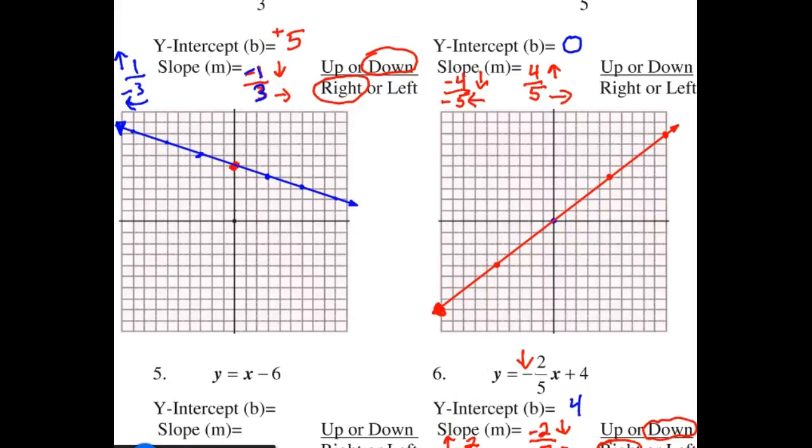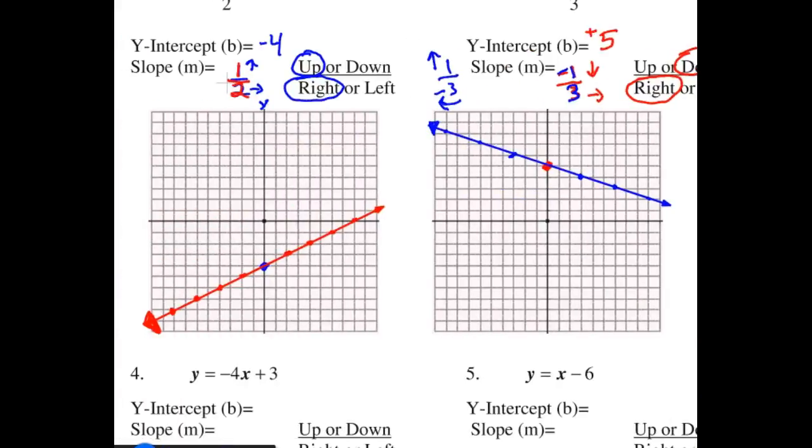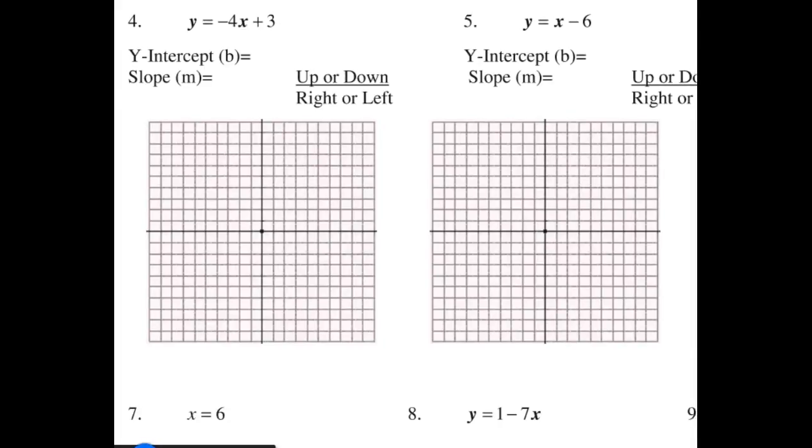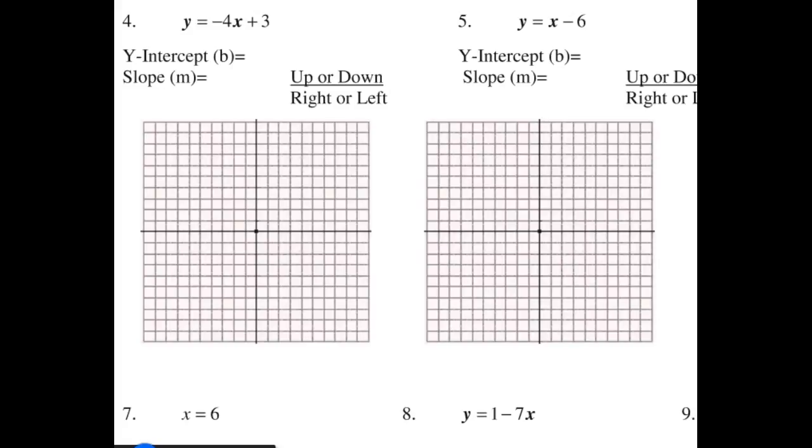Okay. We're going to finish these up. Let's move on to 4 and 5. So what's the y-intercept number 4? Positive 3, the number by itself. And what's the slope? Yeah, and negative 4 over what? Over 1. There we go.